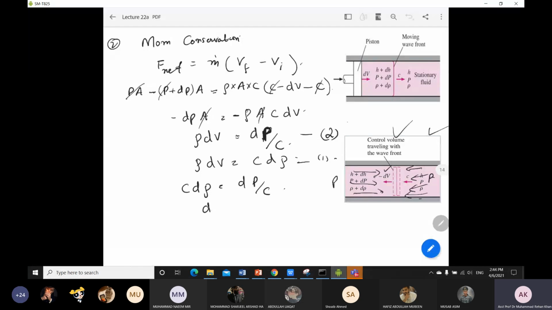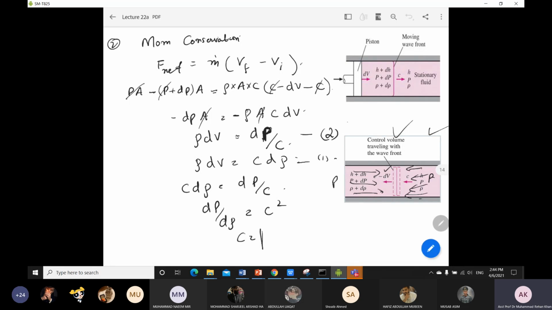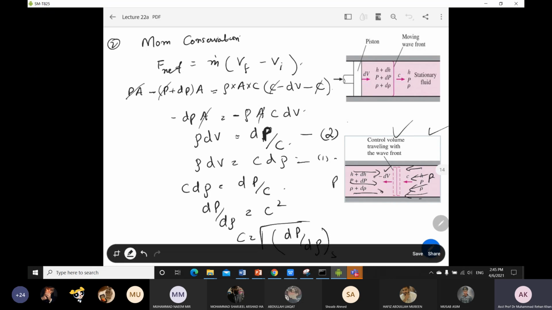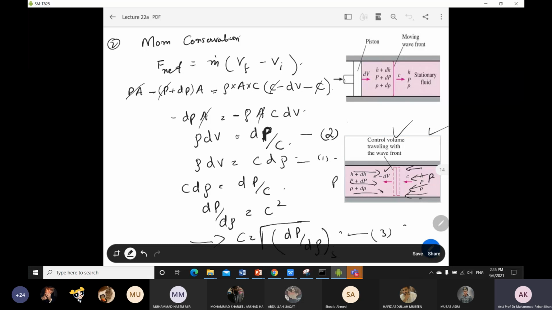And from here I can say that dP by d rho is equal to C square, and C is equal to under root dP by d rho. You can say this is for isentropic condition, because we are assuming this is an insulated cylinder, so Q is equal to 0, and for insulated there is no heat transfer, so adiabatic, and then we can say this is the isentropic process. And then you can say this is equation number 3. This equation we will use for the further analysis. So till this point, if you have any question, you can ask, and then we'll move on to the next one.